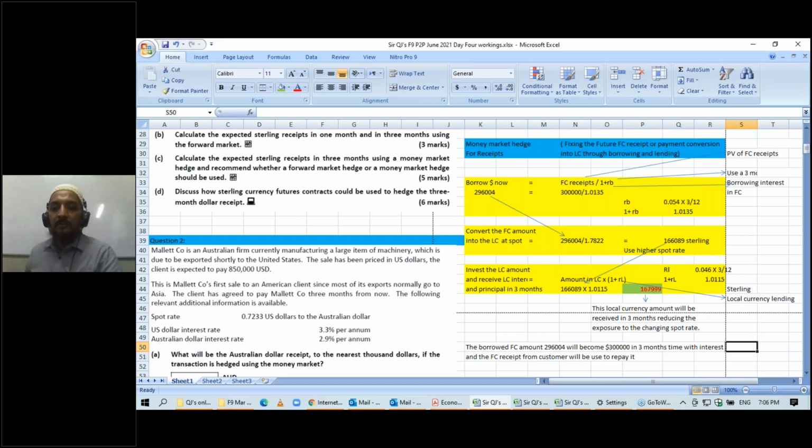Now, is it clear? The money market hedge for receipts, clear to all of you? Now I'll be setting out the strategy for payments tomorrow, when we do the question mallet, and one more question we are going to do.